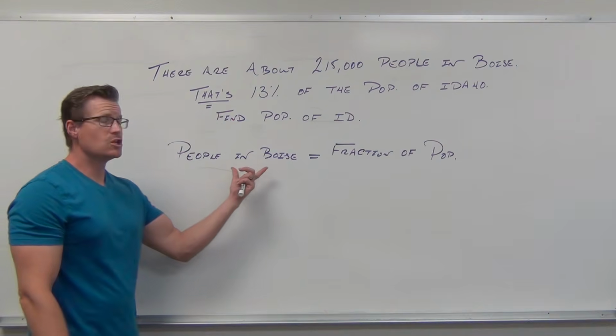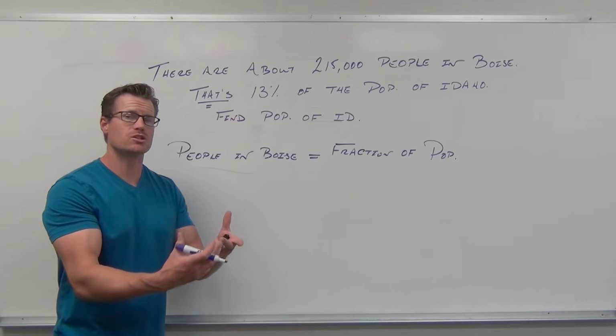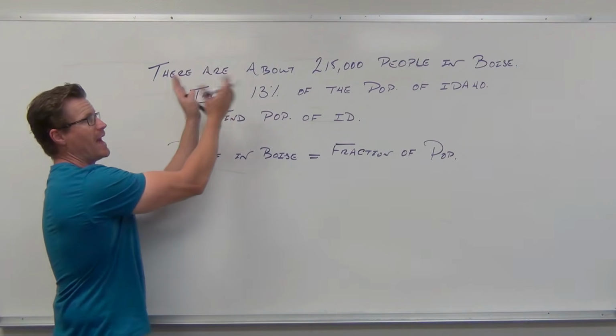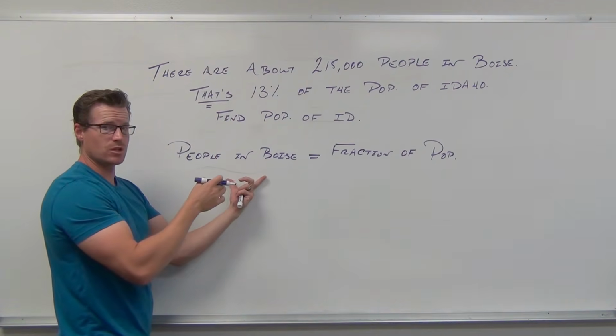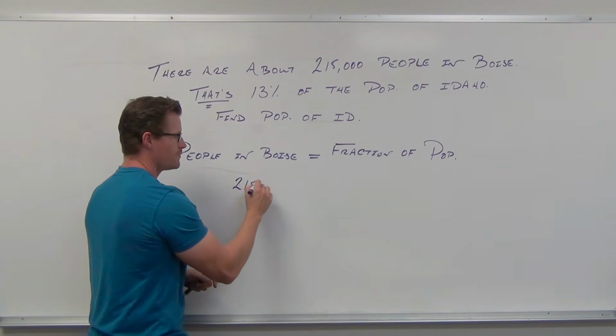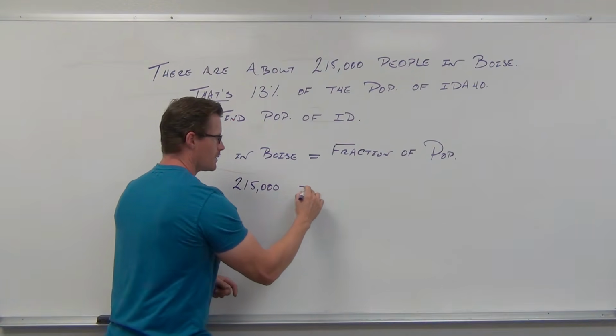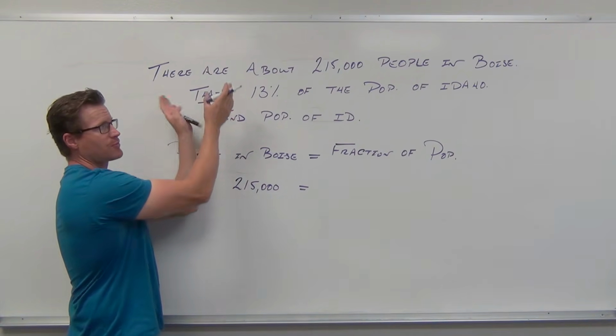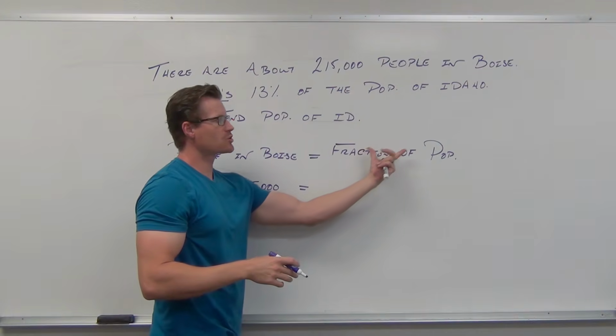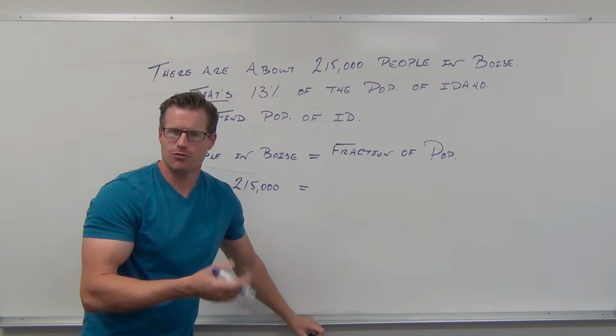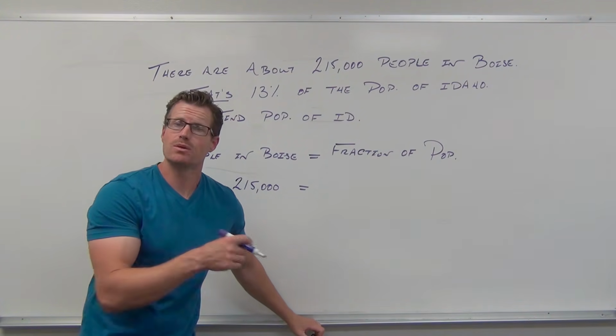Well, now we can start filling out this stuff. So do we know the people in Boise? Do we know how much that is? Before the word that means equals, it's only the people in Boise. Since we know how much that is, that's 215,000 people. Equals. What's after the word that means equals? A fraction of the population of Idaho. Now, what's that fraction? 13% literally is a fraction.